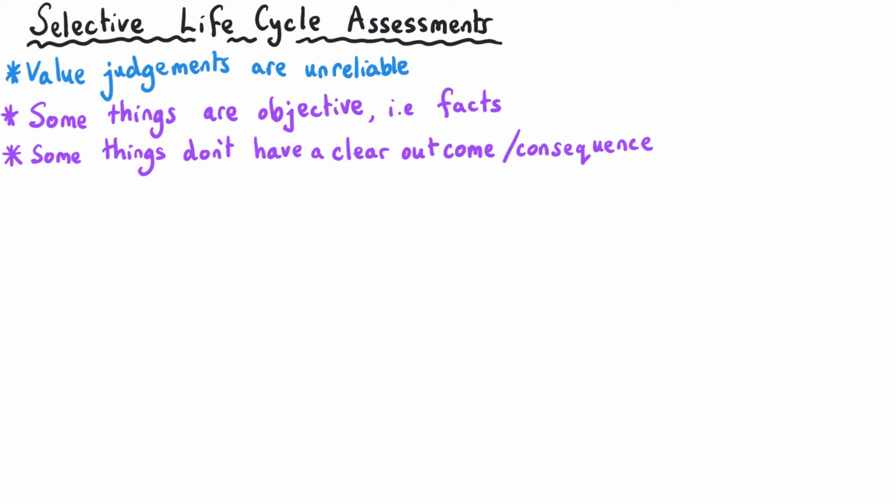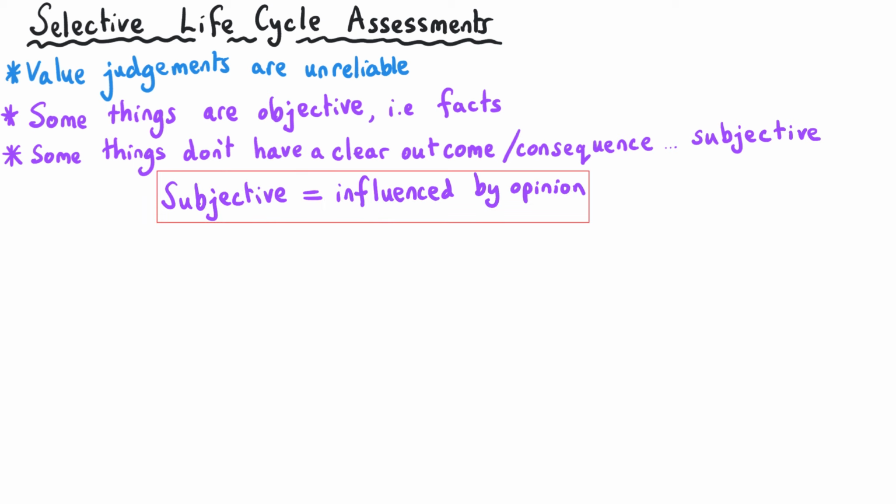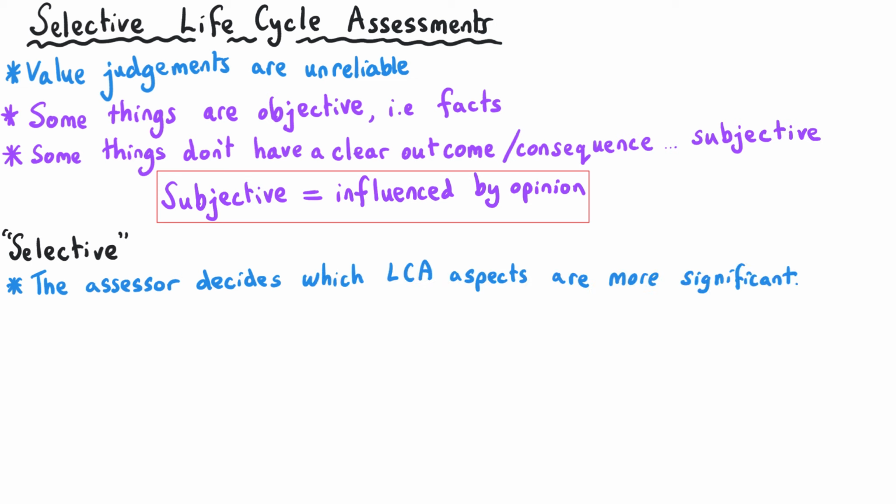And we call these things subjective. That means they're influenced by opinion. And so that means that different people might come to a different conclusion. And so this type of life cycle assessment is sometimes referred to as a selective life cycle assessment for a couple of reasons. Firstly, I'm having to decide which aspects of the assessment I think are most important. And secondly, during this process, I might be displaying some kind of bias for my own intentions.